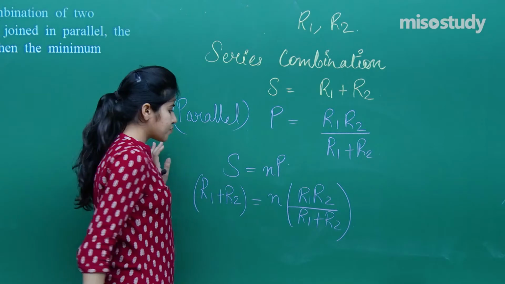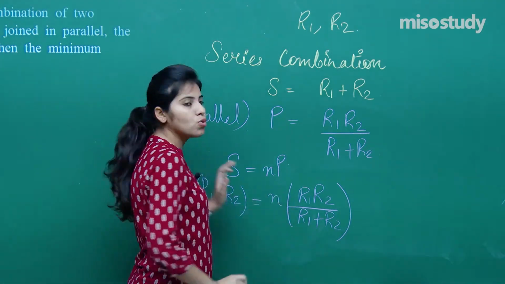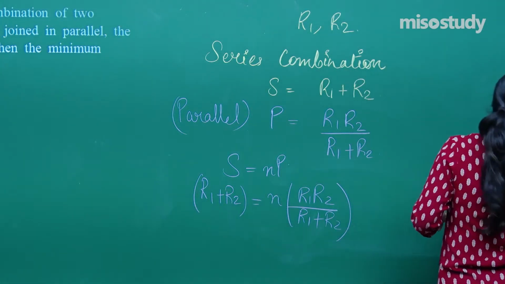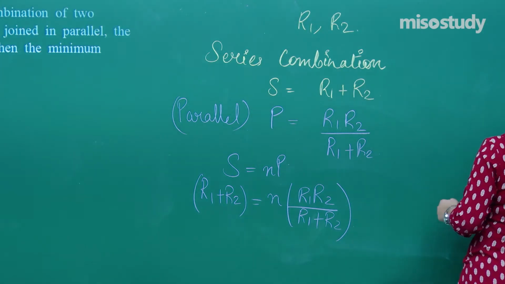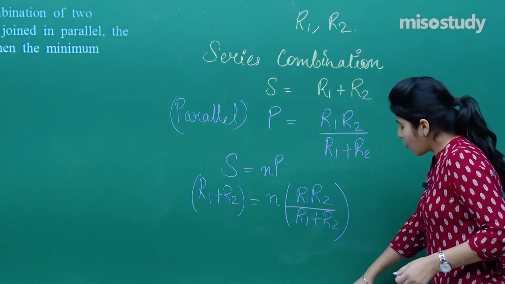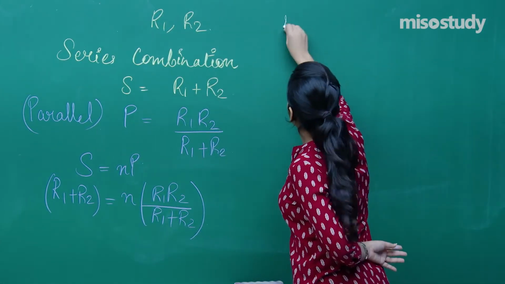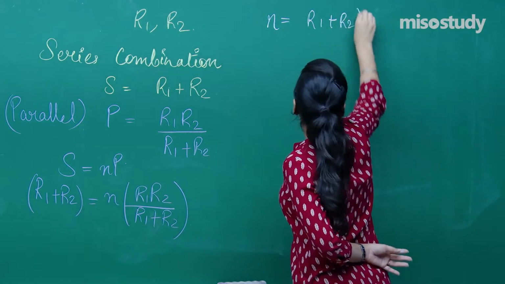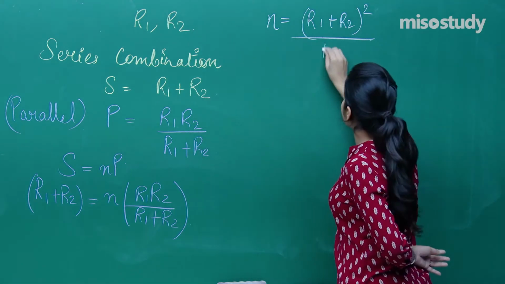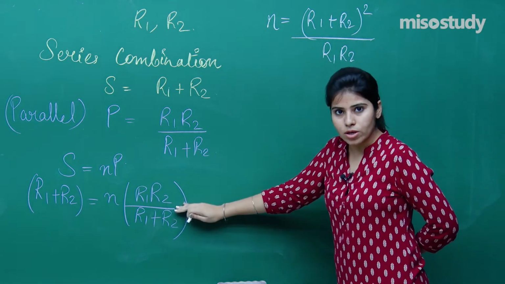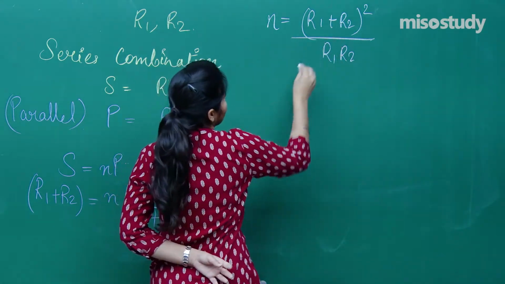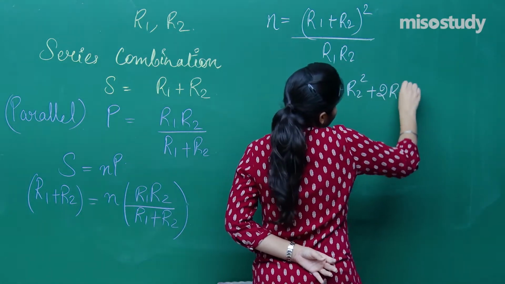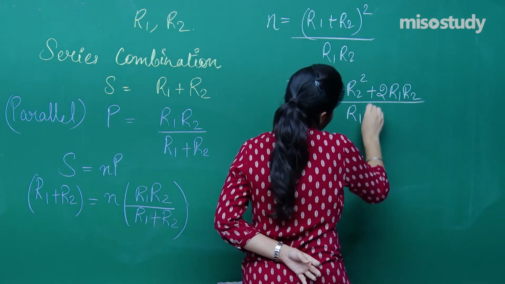Now what we are going to do is find out the value of N from here, because we have to do only this particular thing in the question. From here, our N comes out to be equal to R1 plus R2 whole square divided by R1 into R2, just from this equation, right? So now we can open this bracket. We will have R1 square plus R2 square plus 2 into R1 R2 divided by R1 into R2.